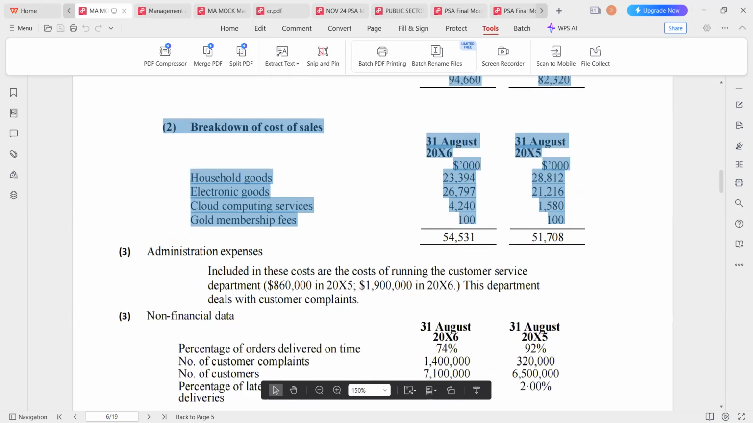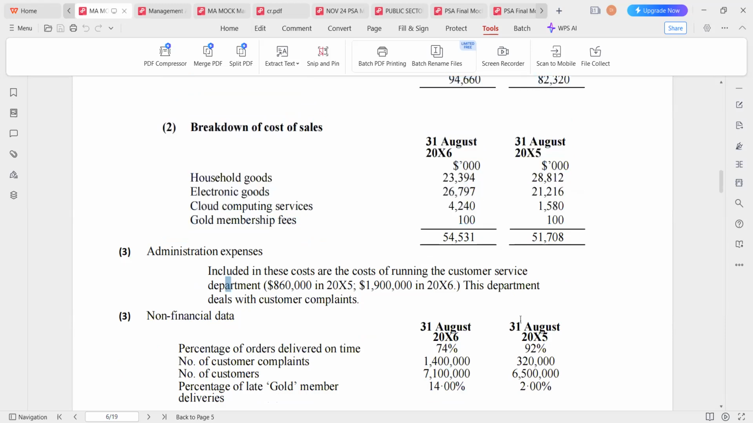Yes, please, sir, I didn't get you. Sir, which figures are you picking to calculate? Okay, so let me do one. Yes, one. Okay, so give me two.